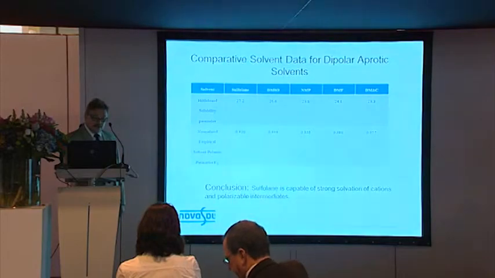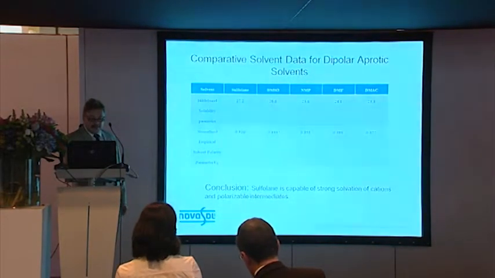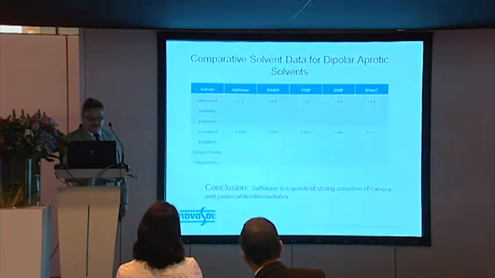So the conclusion is that sulfolane is capable of a strong solvation of cations, which is very, very important for a solvent when we use inorganic salts in reactions. And it's also very strongly solvating polarizable intermediates.